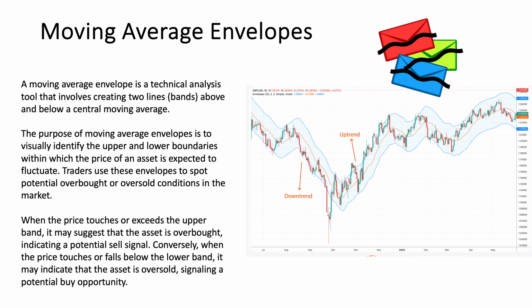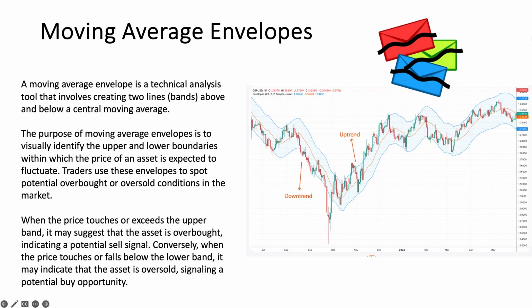Now, a moving average envelope is a technical analysis tool that consists of two parallel lines or envelopes because it looks like an envelope. It's positioned above and below the central moving average. These lines are calculated as a percentage deviating from the moving average. It creates a visual channel that helps traders to identify potential overbought and oversold market conditions and anticipate price reversals.